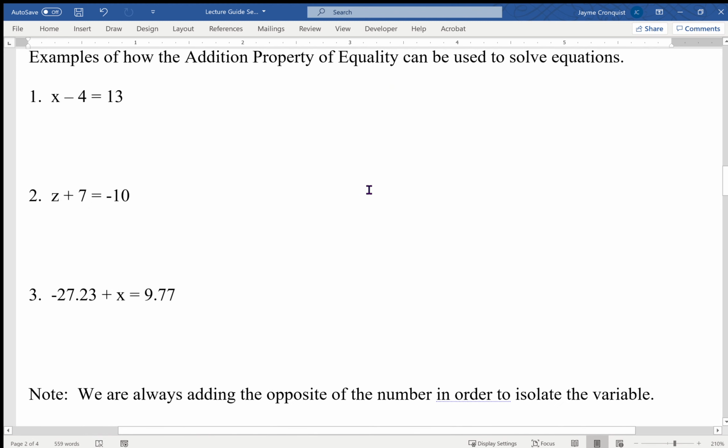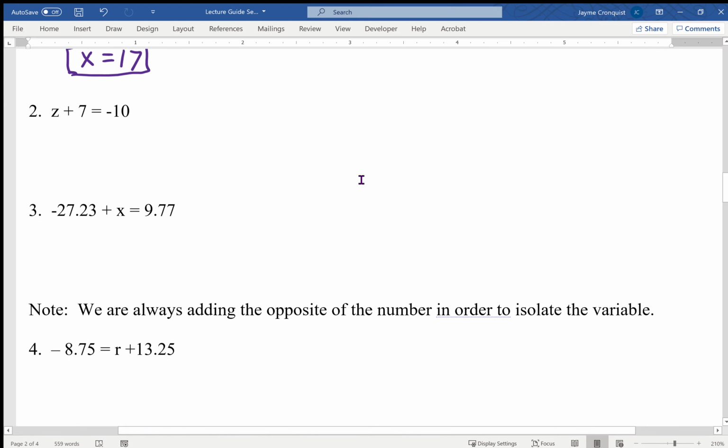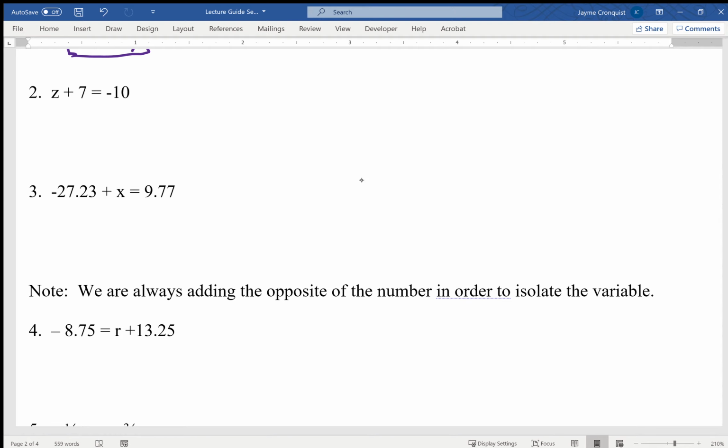So here, x minus 4 equals 13. I'm going to add 4 to both sides. Negative 4 plus 4 turned to 0, so I have just x. 13 plus 4 is 17. And I have solved the equation. x is equal to 17. Next, z plus 7. So what I'm going to do is subtract the 7 from both sides. It becomes 0 here, leaving me with simply z is equal to negative 10 plus a negative 7, which is negative 17.